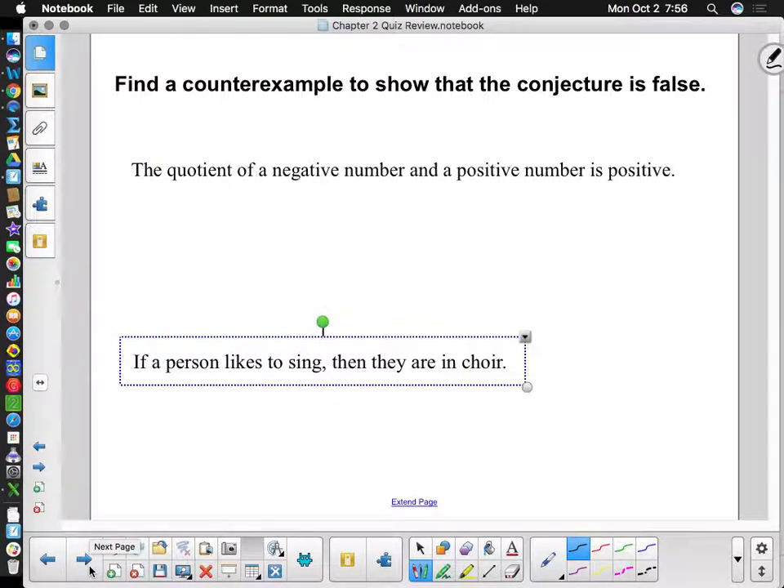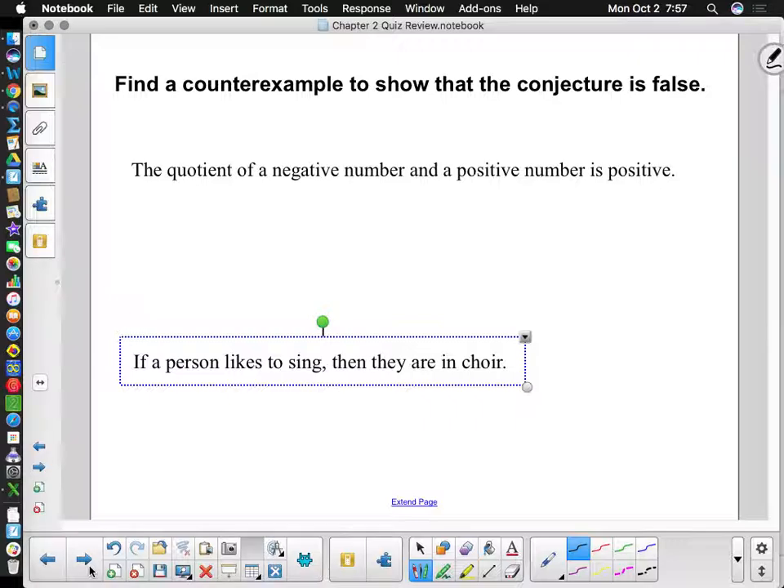Find a counterexample to show the conjecture is false. A counterexample. So the quotient of a negative number and a positive number is positive. That's something you do need to know. Division. Quotient means division. Yes. Okay. Sum is addition. Product is multiplication. Quotient is division. Difference is subtraction. Those are words we should be knowing at this point.